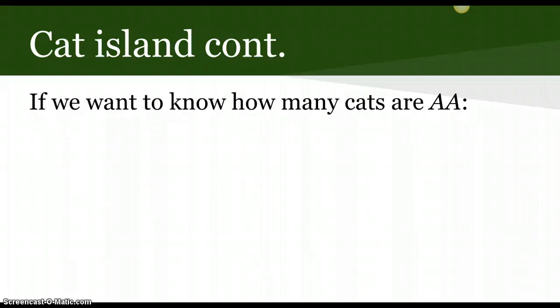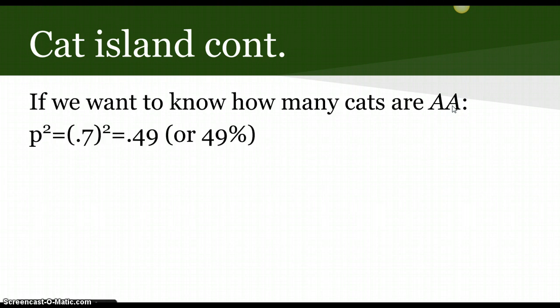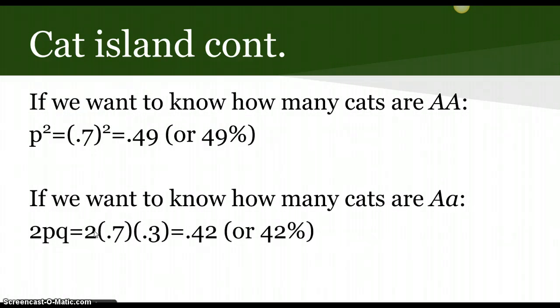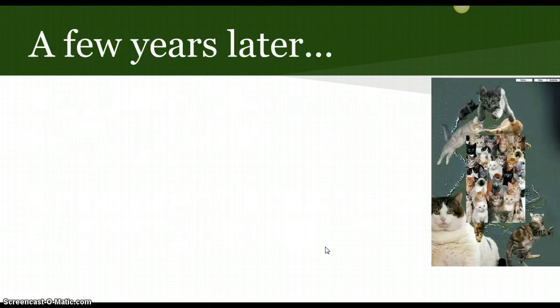If we want to know how many cats are homozygous dominant, we can say, okay, p squared is 0.7 squared, so that's 49%. We want to know how many are heterozygous. 2 times p times q equals 42%. And we can always check our work by saying, okay, 42% plus 49% plus 9%. Good, that equals 100%. If it doesn't add up to 100%, we might be in trouble.